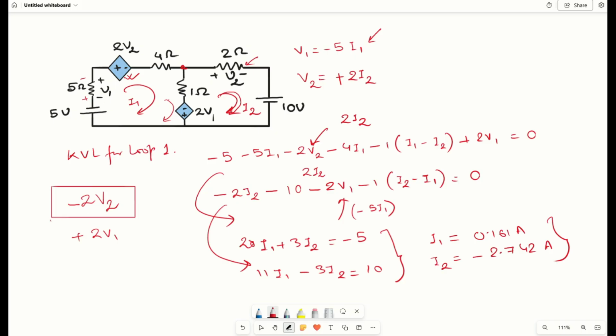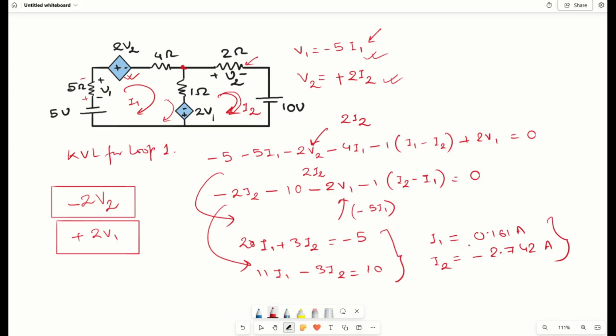This V2 and V1 we can write from the value of wherever it exists, for example here and here. In the first case, the direction of our current and the direction of the voltage drop are opposite, so we put it as negative. In the second case, the direction of your source and the direction of your loop are the same, so we consider it positive. Now just substituting those two values, we can solve the numerical.